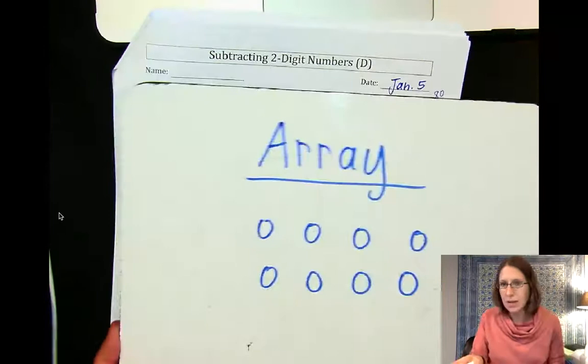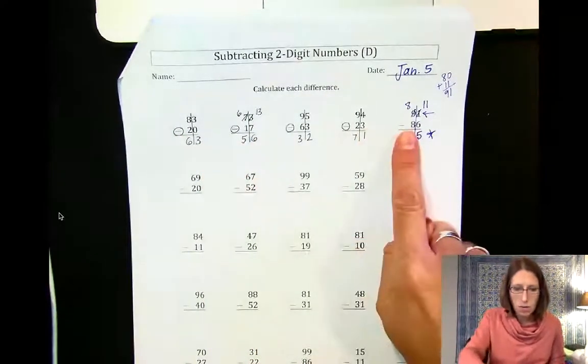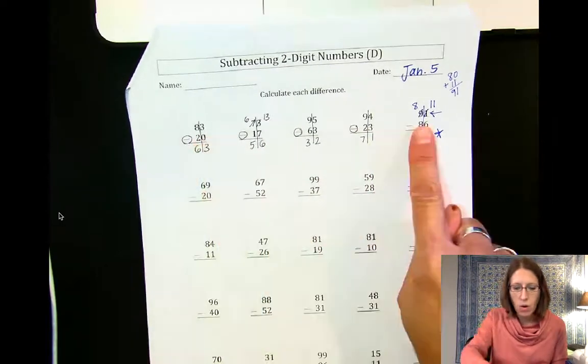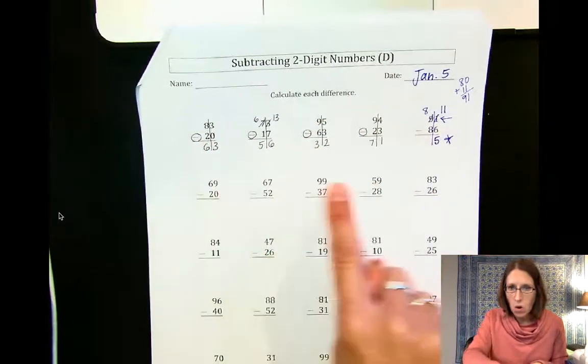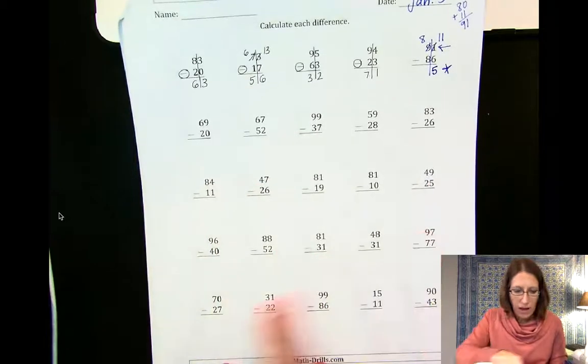And I've noticed that in our fact practice packet, we have a row. Here we have a row of 1, 2, 3, 4, 5. We have a row of 5 problems, and then we have another row of 5 problems, and then another row of 5, another row of 5, another row of 5.